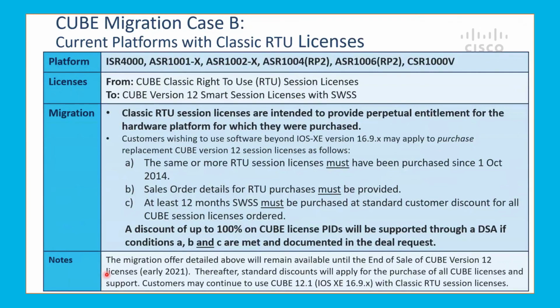So if you have right-to-use CUBE licenses and you want to go to CUBE version 12 licenses, remember that this option is only available till early 2021. After that, standard discounts will apply for the purchase of all CUBE licenses and support, and customers may continue to use CUBE 12.1 IOS XE 16.9.x with classic RTU session licenses.